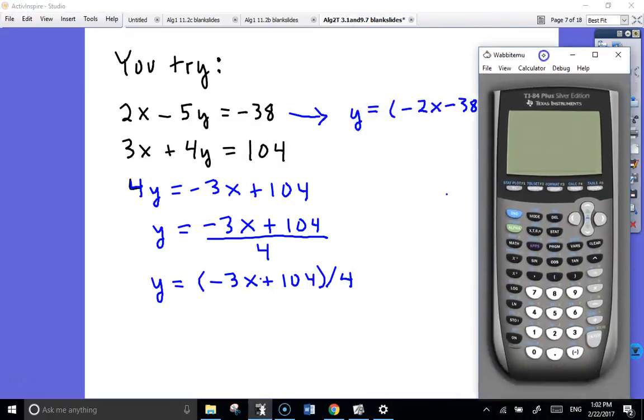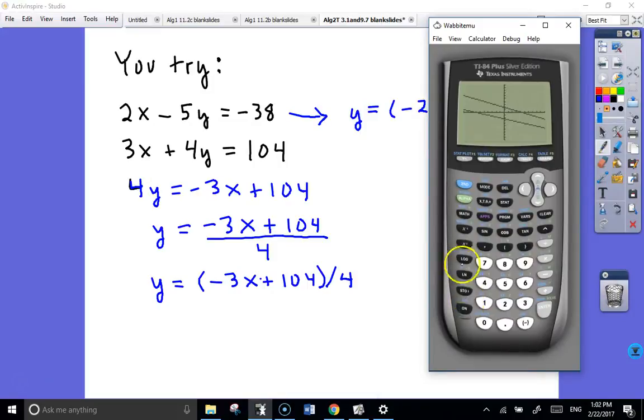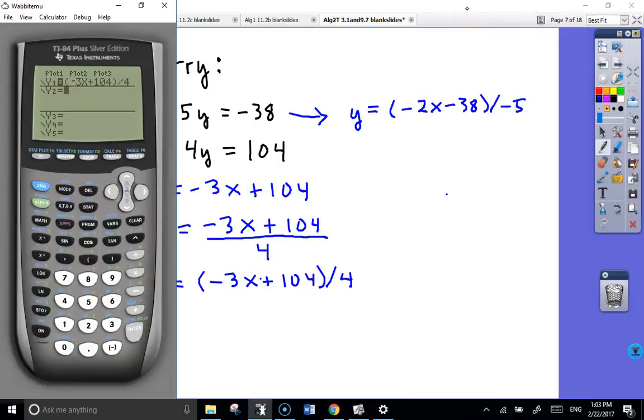So let me put those in. First one, y equals parentheses, negative 3x plus 104, parentheses divided by 4. Okay, then parentheses, negative 2x minus 38, parentheses divided by negative 5.